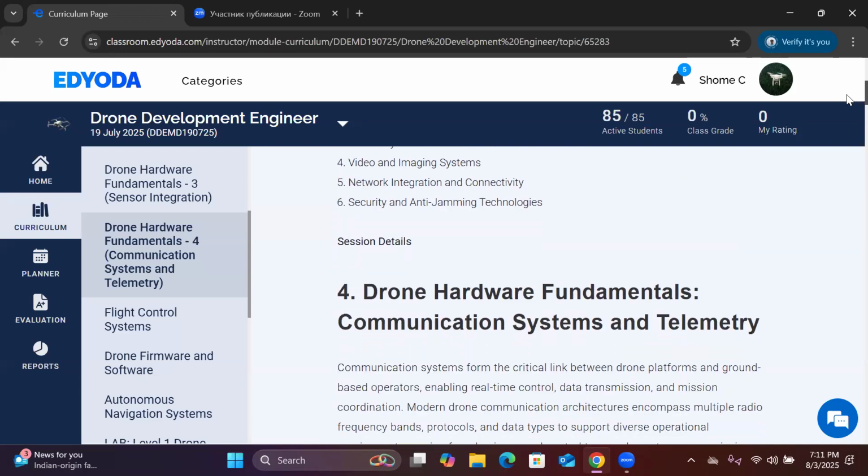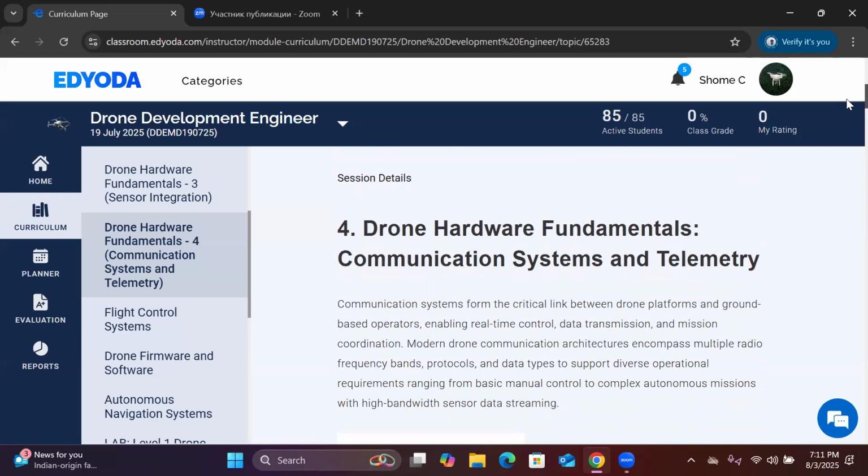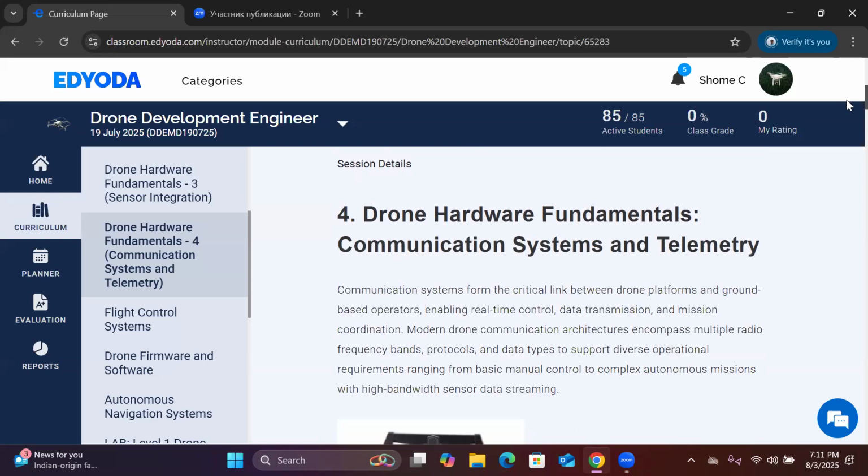Okay. So communication systems form the critical link between the drone platforms and the ground-based operators, enabling real-time control, data transmission, and mission coordination. Modern drone communication architecture encompasses multiple radio frequency bands, protocols, and data types to support diverse operational requirements, ranging from basic manual control to complex autonomous missions with high bandwidth sensor data streaming.